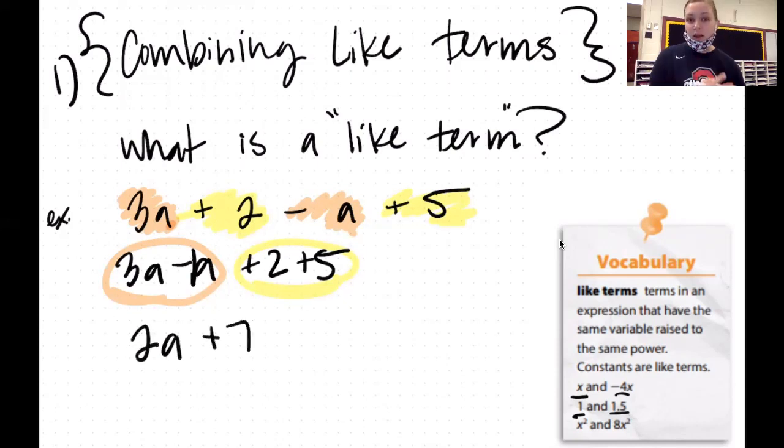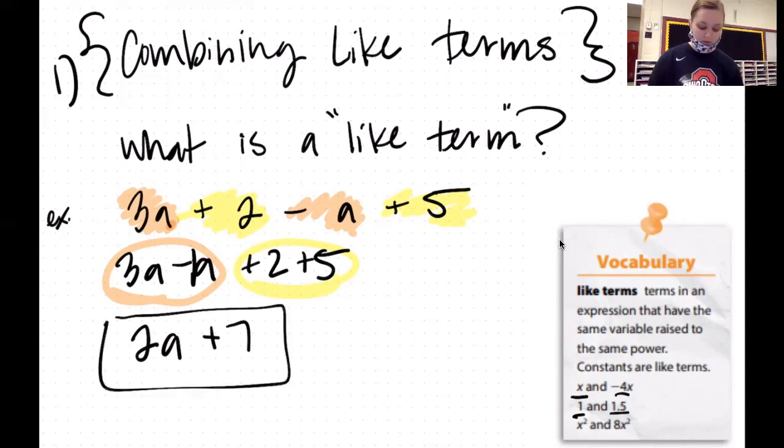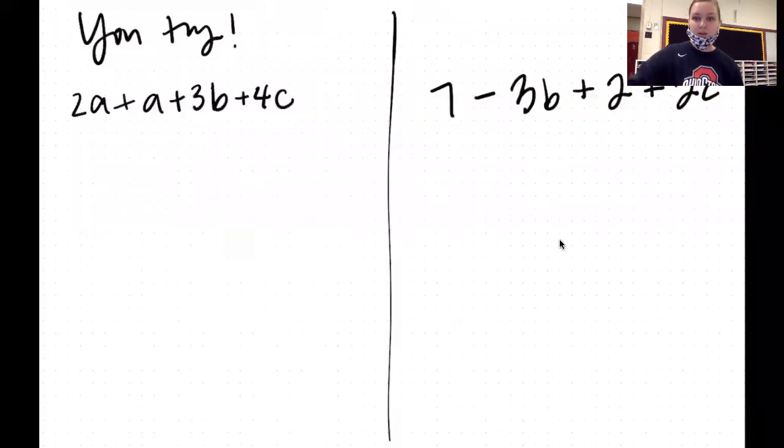Now notice 2a has the variable a, whereas 7 doesn't have any variable. So these two are not like terms. So this is my simplified expression. Okay, so I want you to go ahead and try these two and pause your video.